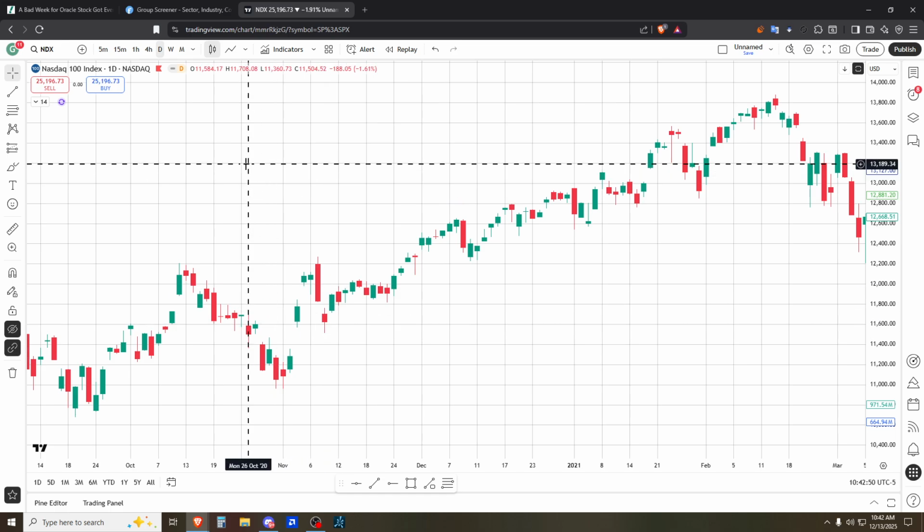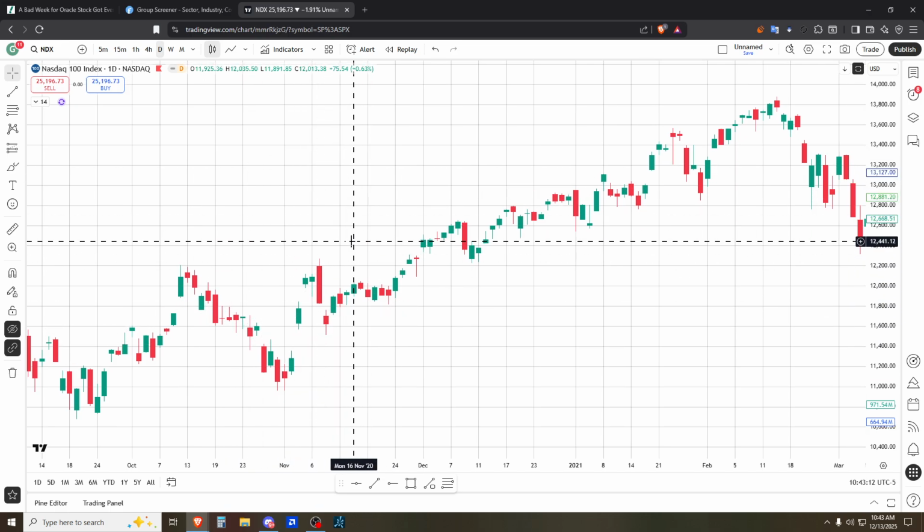And what makes a low is a red candle next to a green candle. That makes a low. Just keep that in mind. A high is a green candle next to a red candle. I'm going to get more into that.